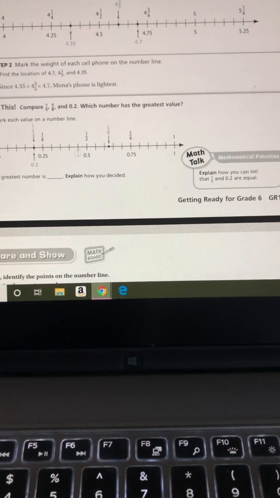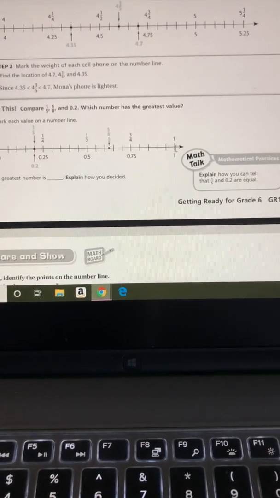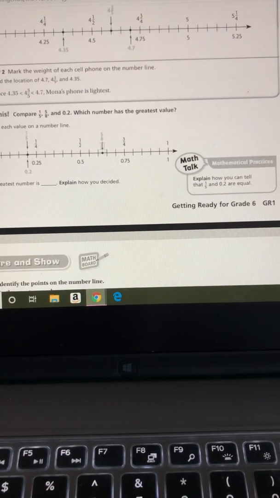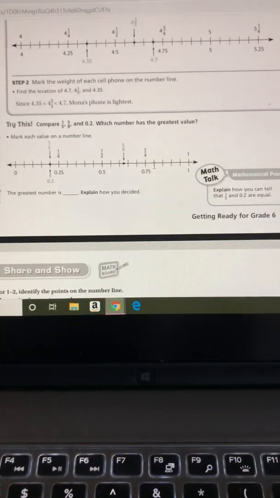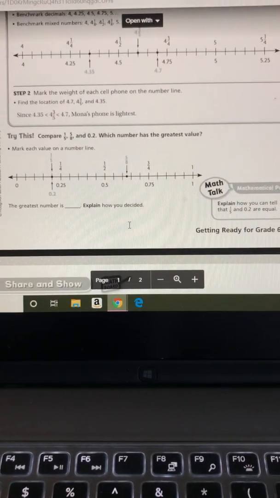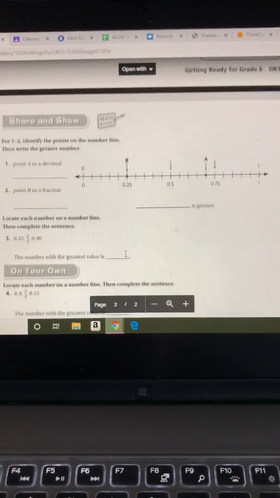Why? Because it's getting closer to being a whole number. Even in the number line, you can see 5/8 goes over. This is closer to being 1. And that's pretty much it. The rest is for you to complete on your own.